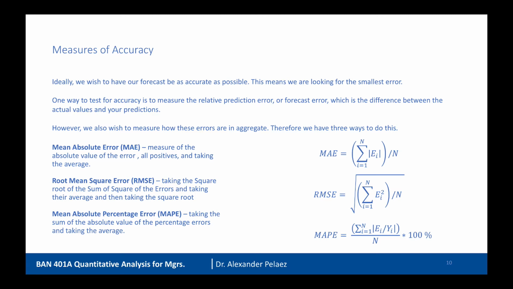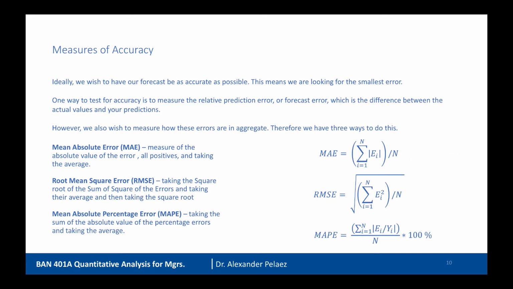So the next way to do it would be to take the mean absolute error. Let's take the absolute value, so we're getting rid of the negatives. So we're really understanding how far away from zero our errors actually are. And that's what the mean absolute error is. It's the measure of the absolute value of the error, taking the average.